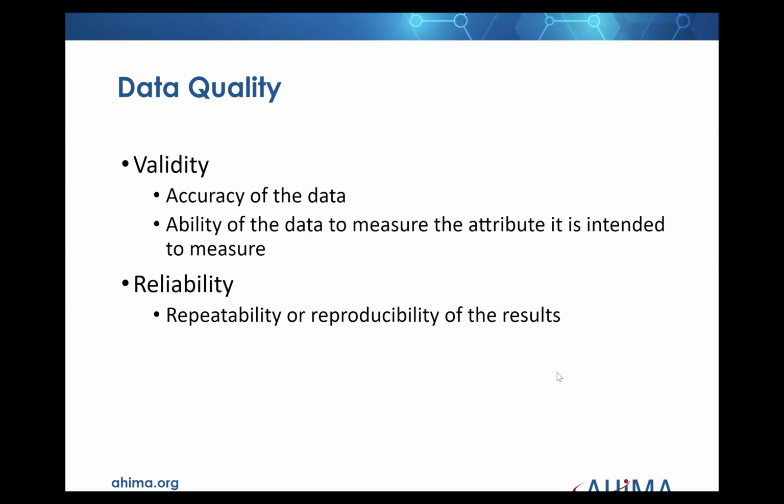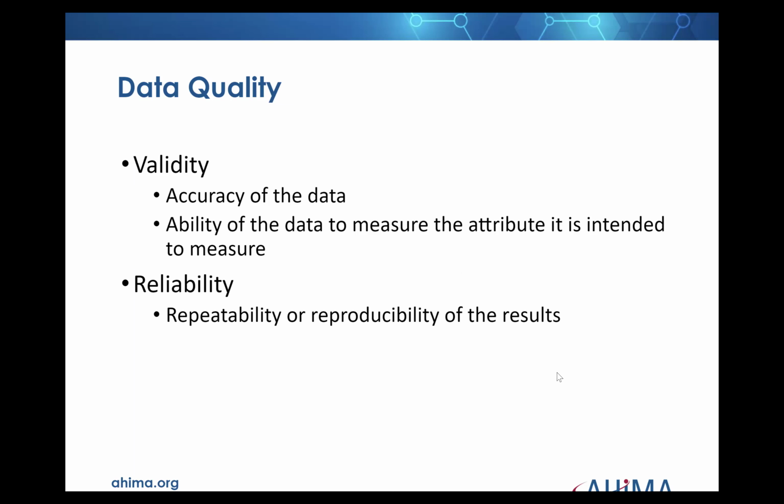When we talk about data validity and reliability, a lot of people use these terms interchangeably. What we're looking at with data validity is the accuracy of the data. In other words, the ability of the data to measure what we want it to measure, right? When we're talking about reliability, we're talking about the repeatability or reproducibility of the results.